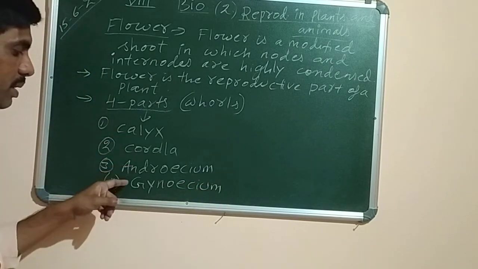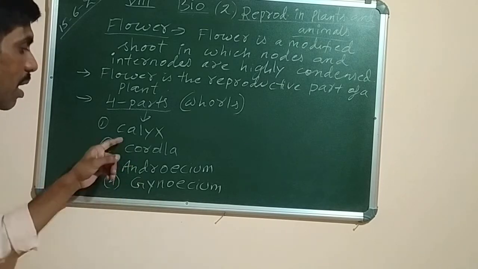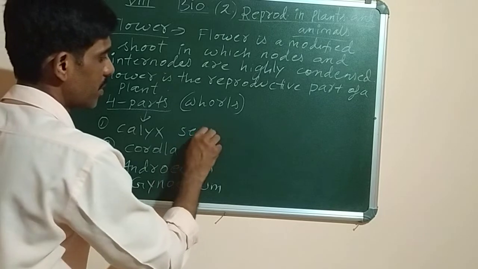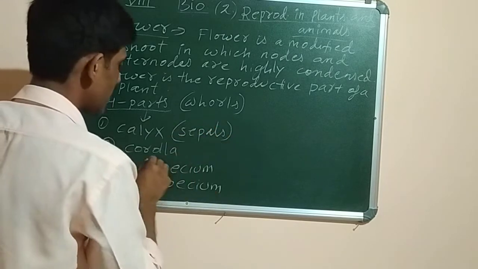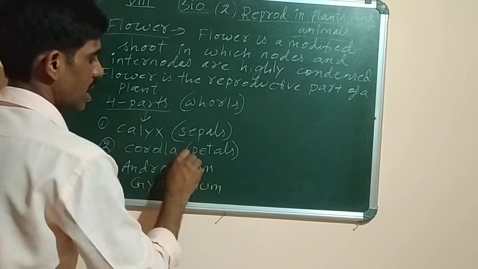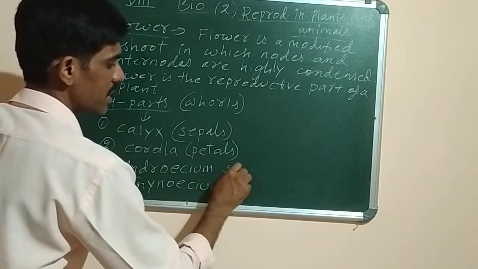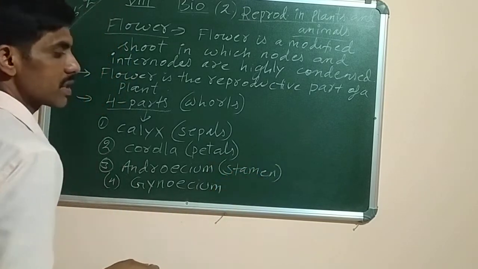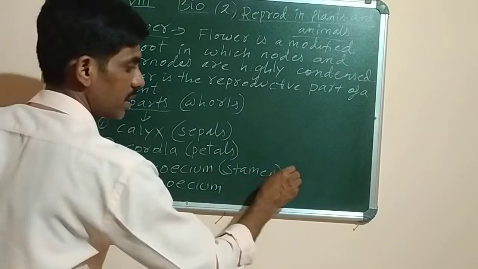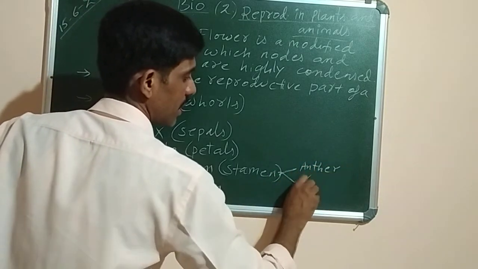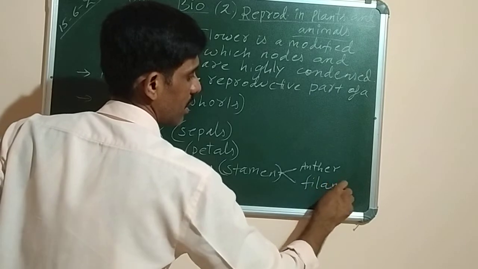So what are the 4 different parts of the flower? Calyx, corolla, androecium, gynoecium. Starting from outside, it is calyx, and the unit of calyx is sepals, means it is made up of sepals. The unit of corolla is petals, the brightly colored leaves, and the unit of androecium is stamens, means the smallest part is called stamen. Stamen consists of anther and filament. The stalk is called filament.